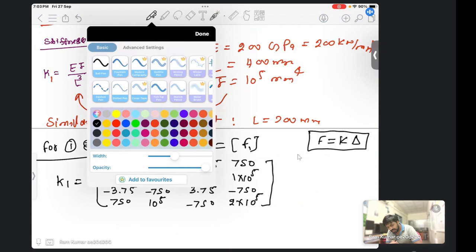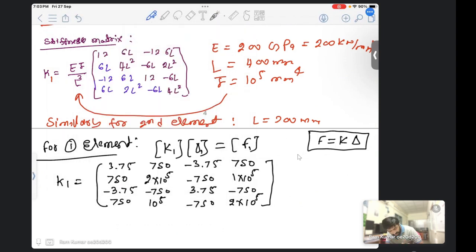Then what will be the displacement matrix? It will be delta 1 equal to B1, theta 1, B2, theta 2. Yes. Then what will be the force? So F1 will be R1.